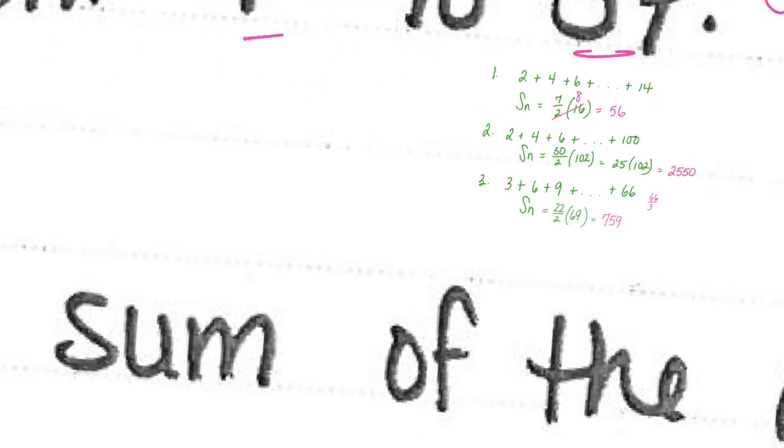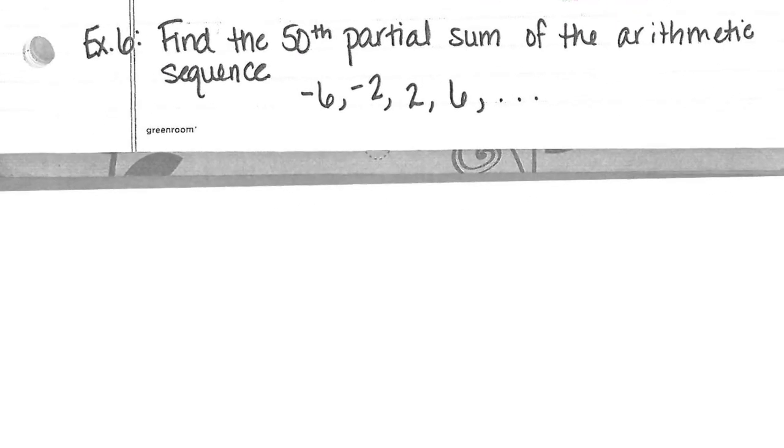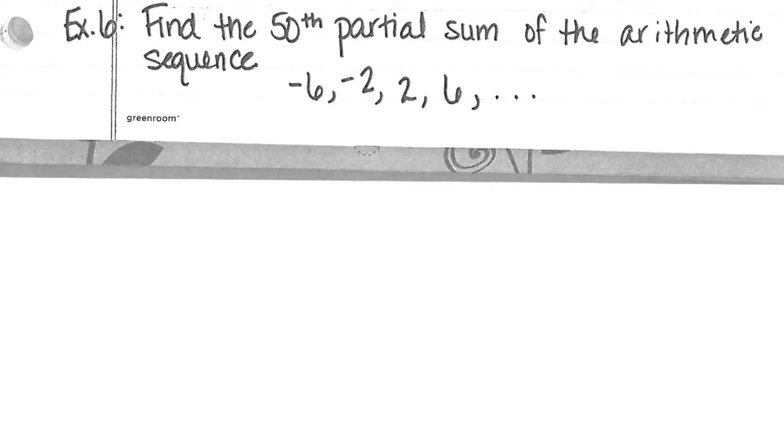All right, I have two more things to go over. Number 6 has the 50th partial sum. It's a new concept, we haven't heard of the 50th partial sum, but what they're saying is I'm going to find the sum of all these numbers going all the way up to the 50th number. So remember, this is the first number, the second number, the third number, the fourth number. So the first thing I have to do is find out what this 50th number is.